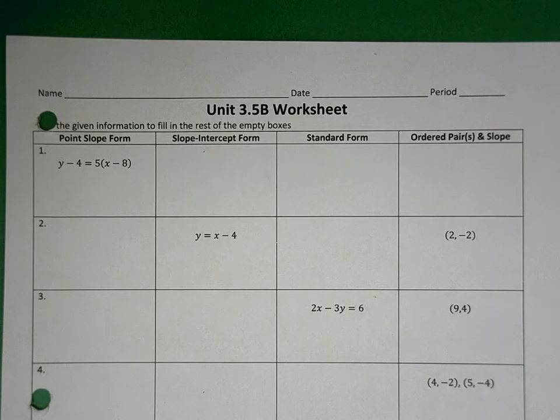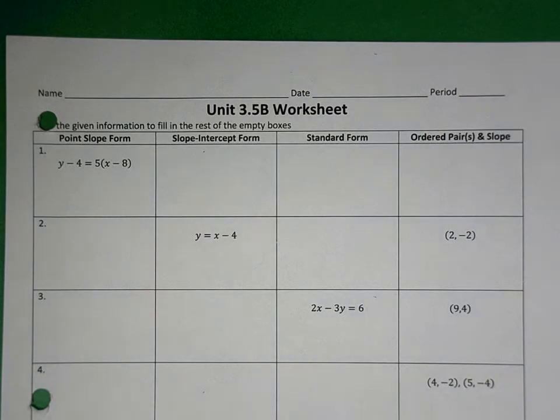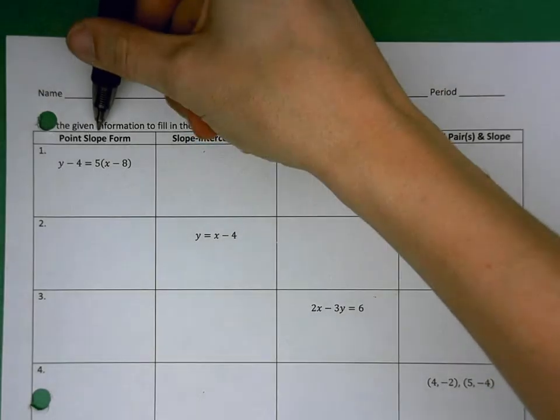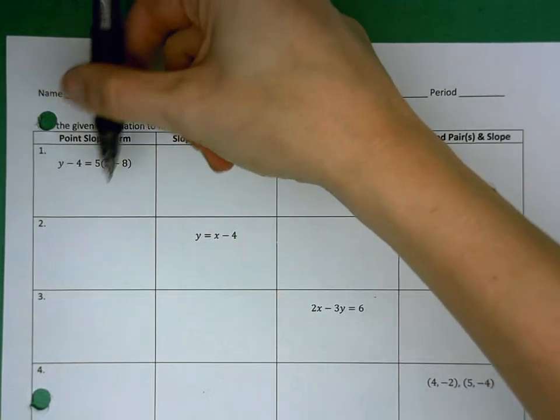Okay, so taking a look here at our worksheet, we start with our point-slope form, which is y minus 4 equals 5 times the quantity of x minus 8. And they ask us to turn it into slope-intercept form, standard form, and identify ordered pairs and slope. Okay? And so I'm actually going to start with this last box first, because the nice thing about point-slope form is it's true to its name. You have the point and you have the slope inside your equation.